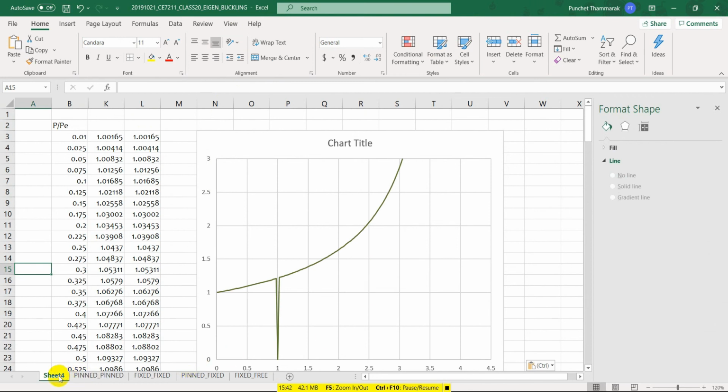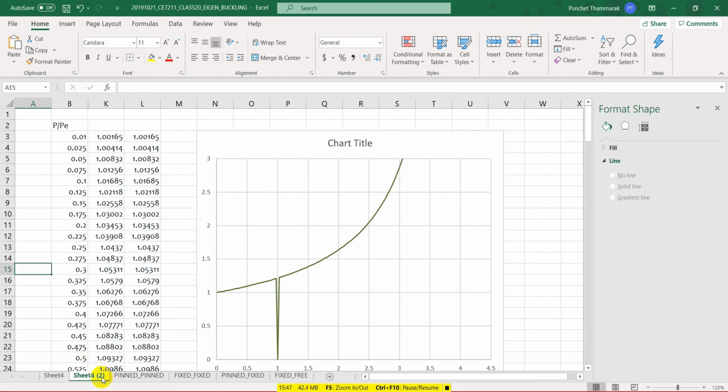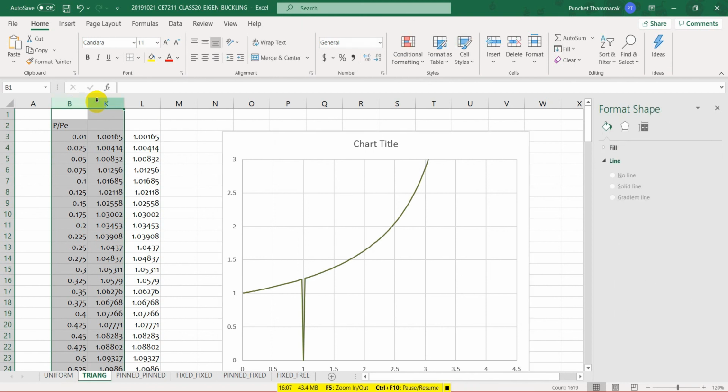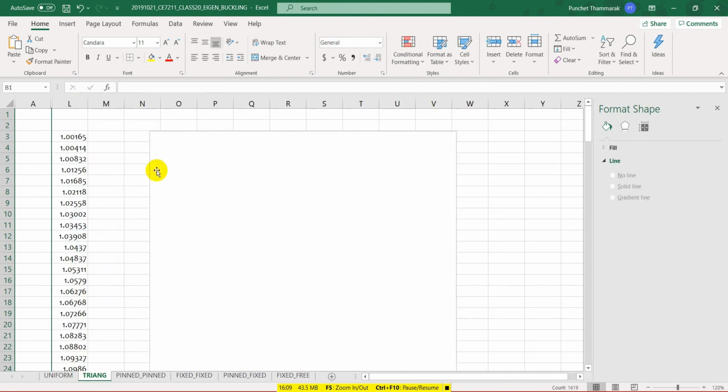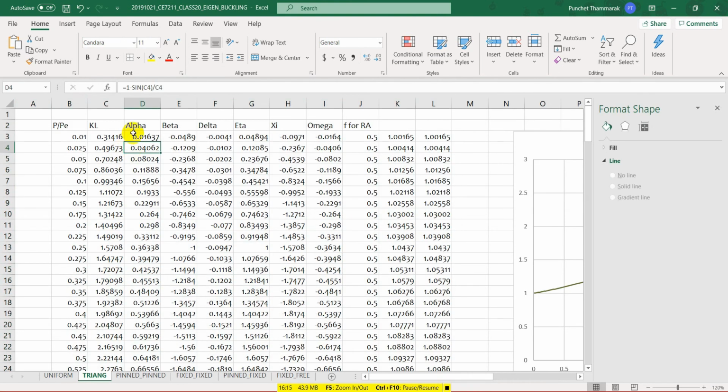Next we have another case, where we have the distributed load which is not uniform, triangular. The previous one was the uniformly distributed load. For this case, we need to redefine all those values. So let's check alpha for the next case.